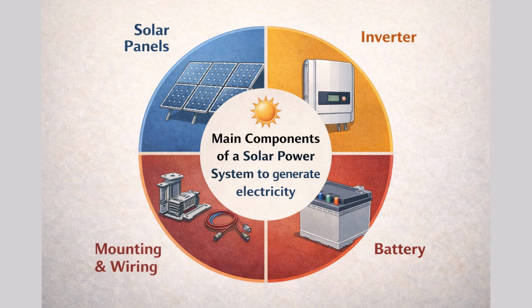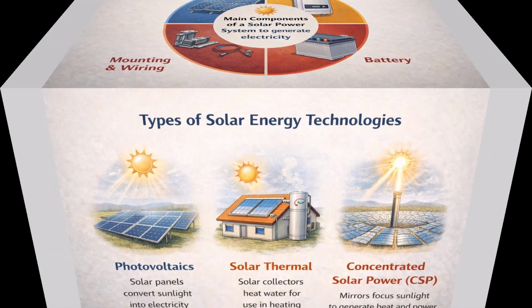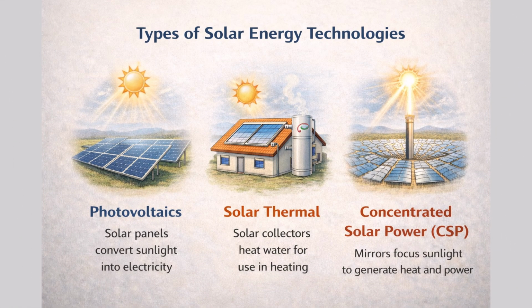You mentioned 3 types of solar technology earlier. Can you explain what each one is? Yes, there are 3 main types. First is photovoltaics, where solar panels convert sunlight directly into electricity. This is the most common technology you see on homes and solar farms. Second is solar thermal, where solar collectors absorb heat from the sun to warm water for use in heating systems, very efficient for domestic hot water.